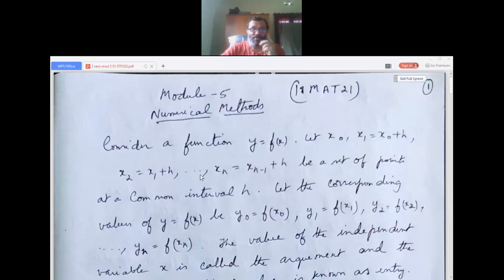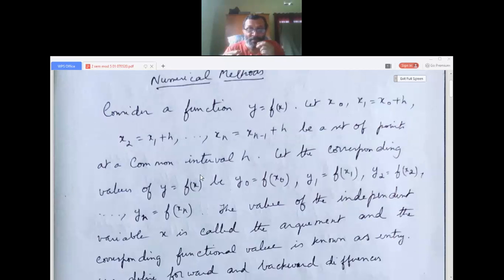Now, starting with theory, but theory will not come in the exam, only the problems. Consider a function y equals f of x. Let x naught, then x1, where x1 is x naught plus h. Something is added to x naught, h, a fixed value. x2 is x1 plus h. If I take x naught as 5 and h as 5, then 5, 10, 15, 20, like that. A constant, h, is added each time.